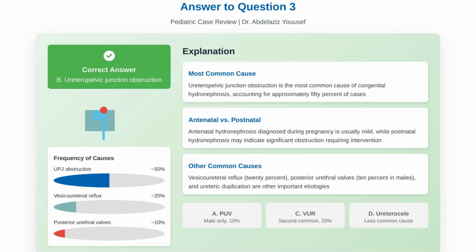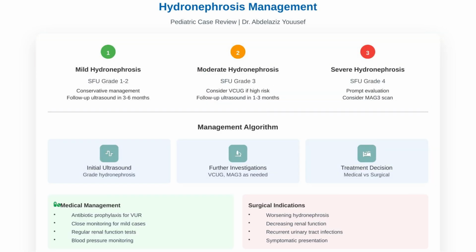Other common causes include vesicoureteral reflux, 20%, posterior urethral valves, 10%, seen only in males, and ureteric duplication. Posterior urethral valves, while important, are less common overall and occur exclusively in males. The approach to evaluation depends on the severity and clinical presentation, with follow-up imaging tailored to the suspected etiology. The management of hydronephrosis follows a systematic approach based on severity, grading using the Society for Fetal Urology or Urinary Tract Dilation classification systems.